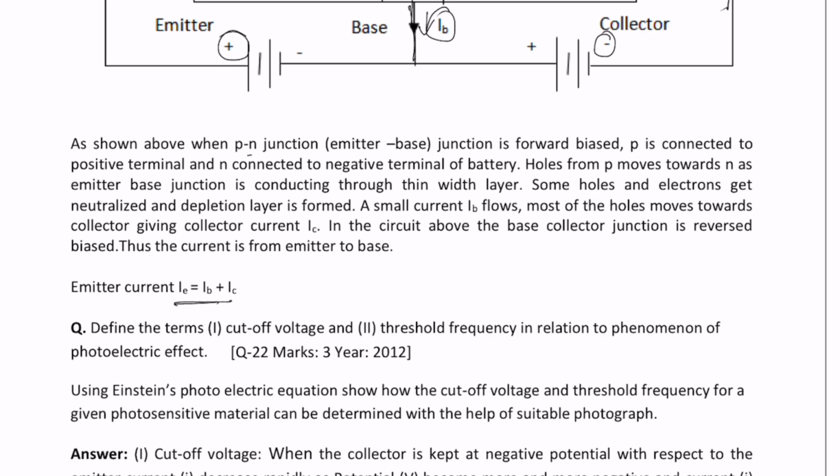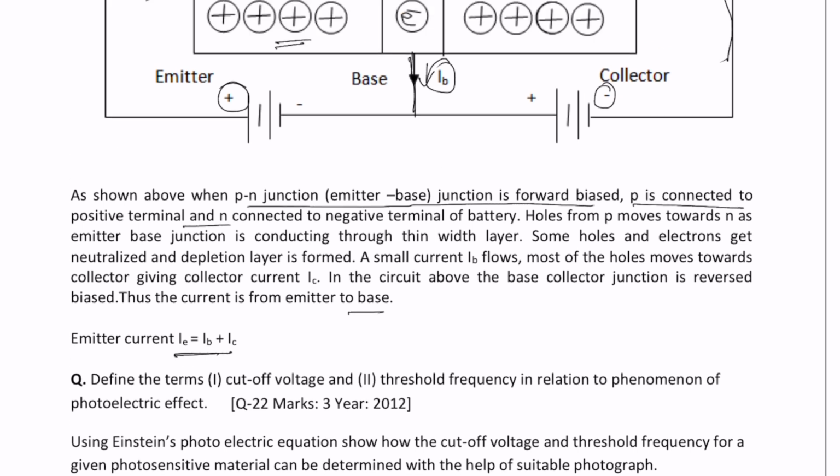As shown in the above PN junction, emitter base junction is forward biased. So same thing is explained and written here. Just go through it. Take the screenshot.